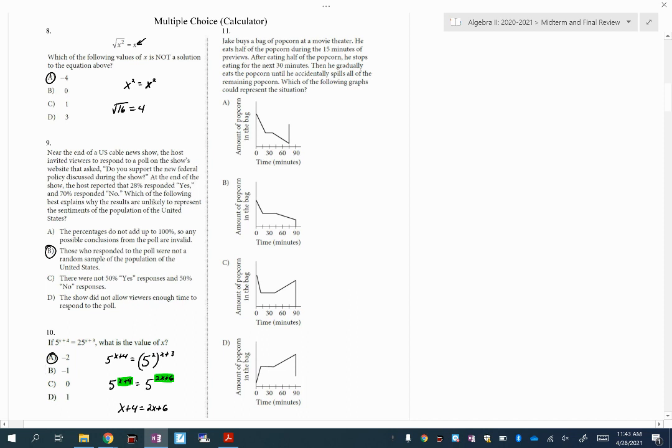Okay, so again, we're looking at amount of popcorn in the bag. So I'm looking at a decrease first, right, because he's eating it first, so not D. Then I'm looking for constant after that. So I have that in all of them. And then the rate should slowly go down, right? This one doesn't. And then at the end, it should go to 0 pretty much immediately. So this one goes to 0 pretty much immediately because he spills it.